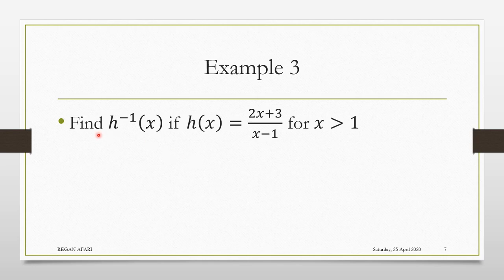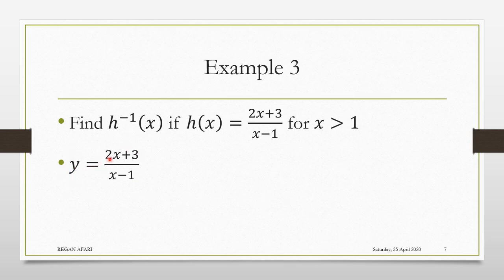Example 3, we should find h inverse of x, where this sign, h raised to the power negative 1, is called h inverse, if h is defined as this. Now we have a quotient, that is a function dividing another function. How do we go about it? Same process. Don't panic that this is a quotient. We follow the same procedure. So y is equal to this thing. Let's set it up.